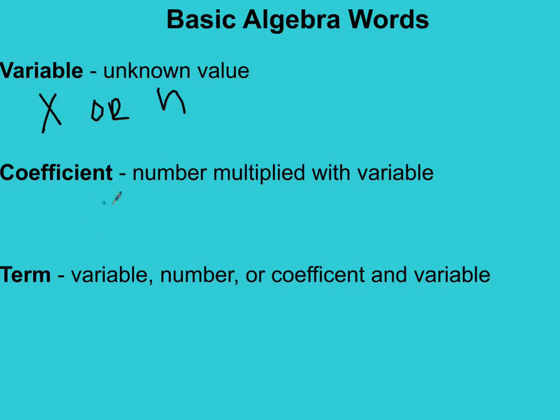Alright, a coefficient is a number that's multiplied with a value. So it's usually like the big number that's out front. So if you see 2x, the coefficient would be the 2 that's out in front of the x. Or if you saw 7x squared, the coefficient would be the 7 because it's the big number that's out front.